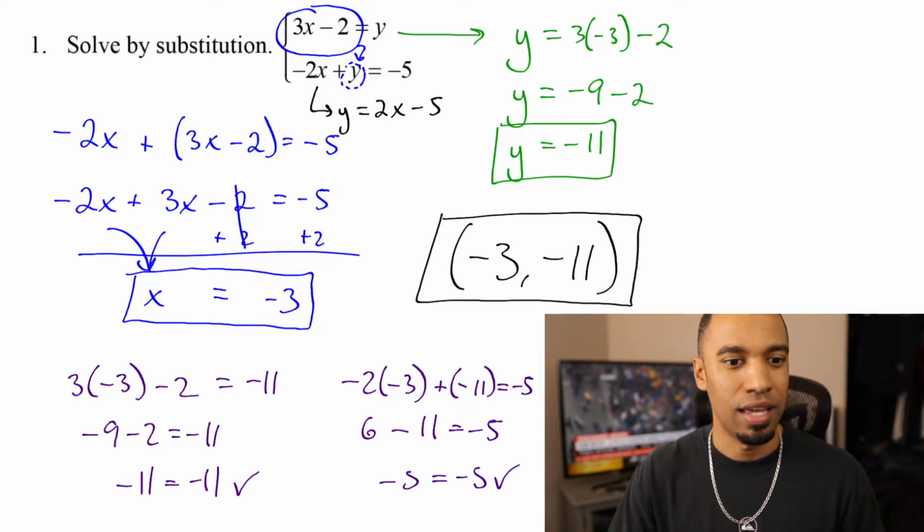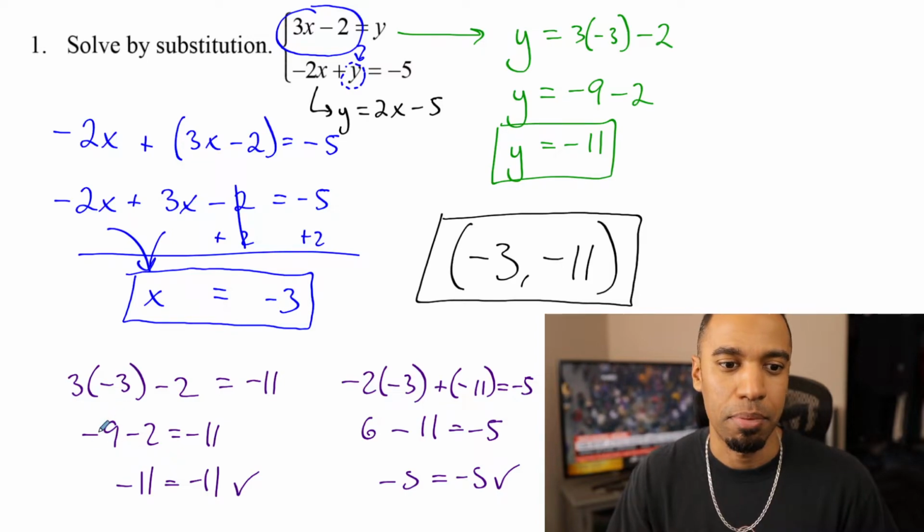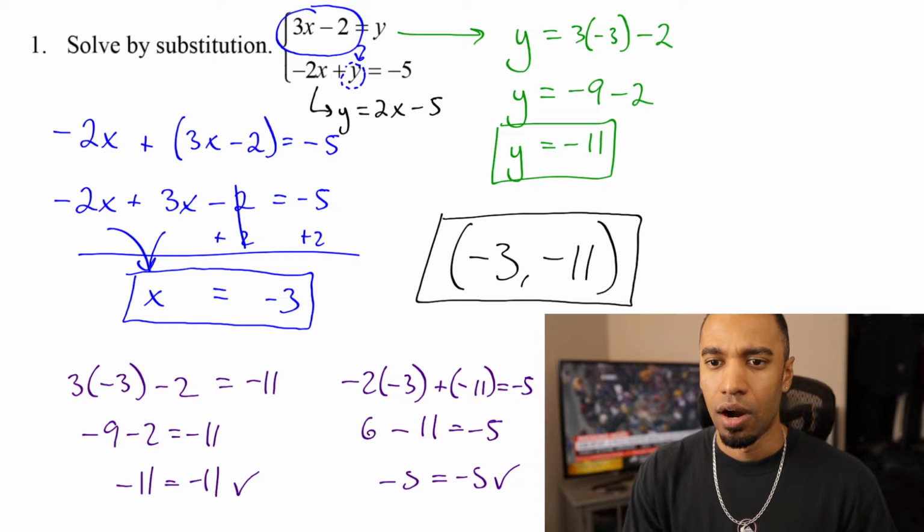I want to make sure you know that. You've got to go back in your work and go like, oops, I did 3 times negative 3 and I put positive 9. You know, something like that happened there. All right, that's it for number 1.